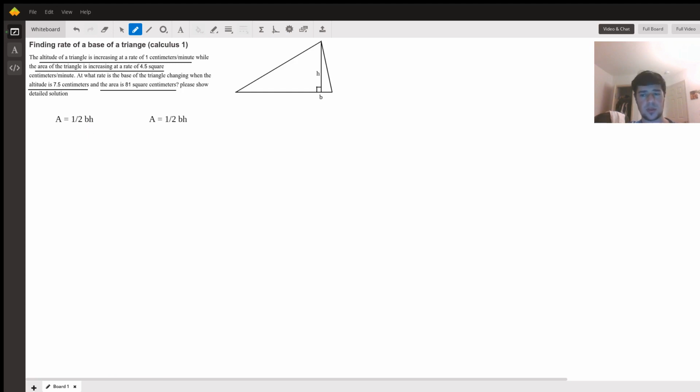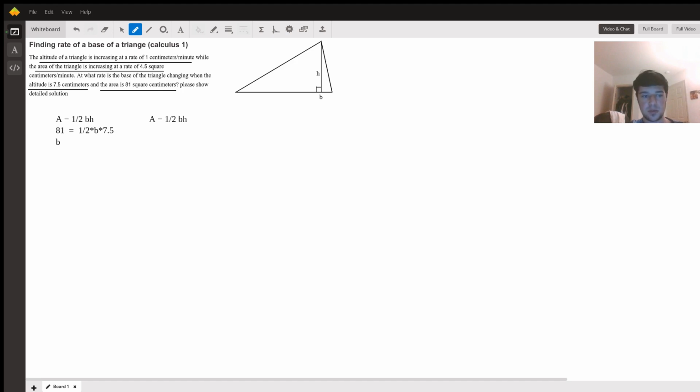What do we start with? Well, let's start with finding the value for the base, because we have the numerical value for the area, we have the numerical value for the height. The base is easy to find, therefore. A is 81 square centimeters per minute, and this equals 1/2 times base times height, which is 7.5 centimeters, as it is underlined on the left.